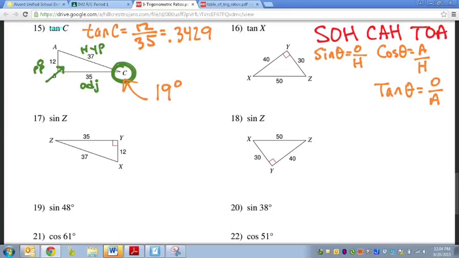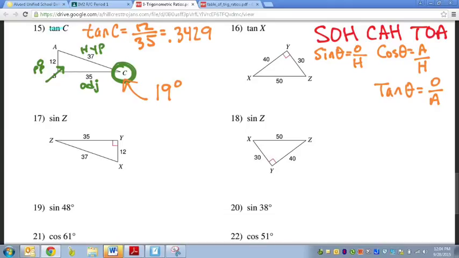Tomorrow in class, I'll teach you how to use your calculators and how to do this properly. But that is how you use the chart to find out what the angles are. So tangent of C is 0.3429, and by knowing that, we know that angle C is going to be 19 degrees. Okay? So let's try that out with number 16.